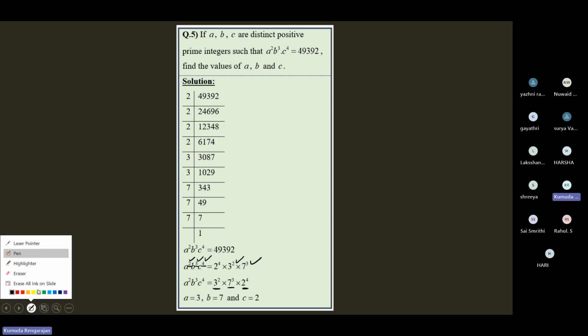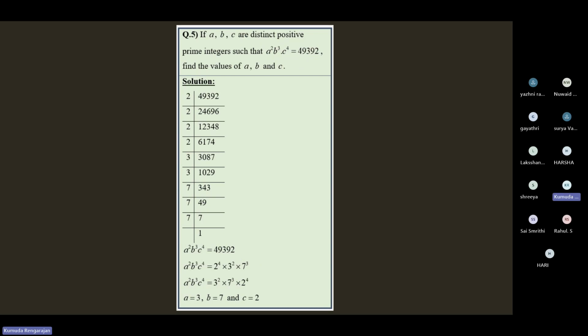Now comparing both the sides, a square is equal to 3 square, so a is equal to 3. B cubed is equal to 7 cubed, so b is equal to 7. C to the power 4 is equal to 2 to the power 4, so c is equal to 2.